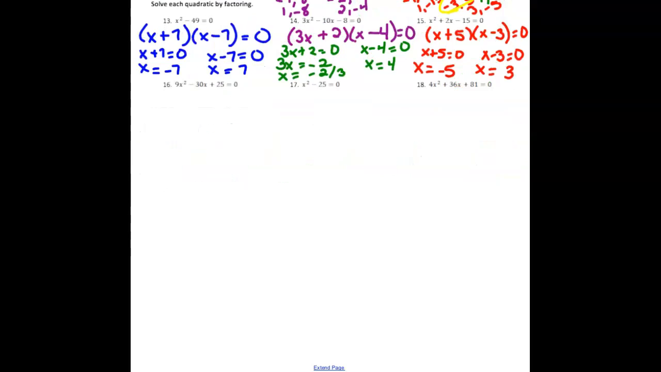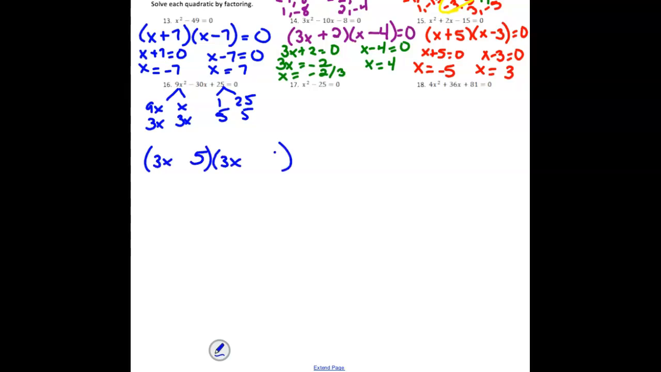All right, looking at our next set. We have 9x squared minus 30x plus 25. 9x squared we could factor into 9x and x, or 3x and 3x. 25 we could use 1 and 25, or 5 and 5. Since they're both perfect squares, I'm going to try the pairs that match. So I'm going to use the 3x and 3x, and I'm going to try the 5 and 5.